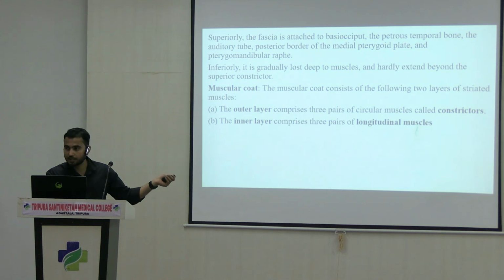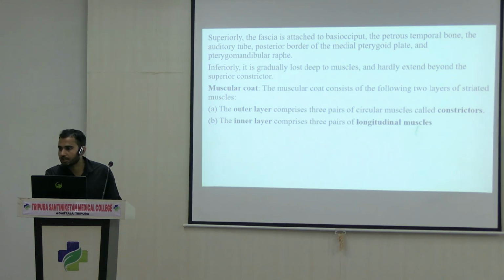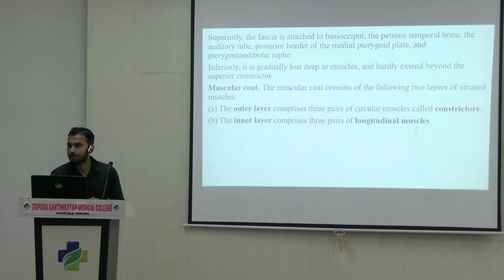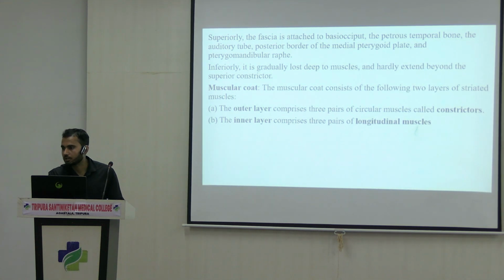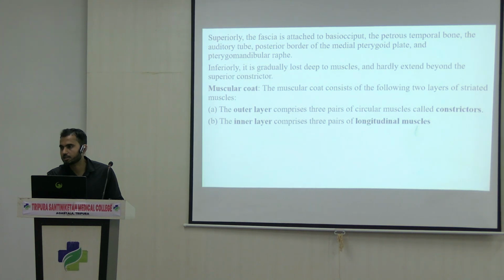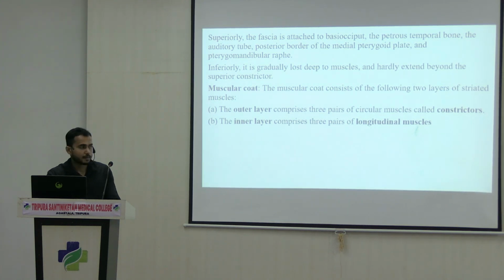See, it's written, look and tell me, how are they arranged? Outer layer and inner layer. Outer layer muscles are called constrictor muscles. How is the arrangement? Circular. Inner layer muscle, how is the arrangement? Longitudinal. That's why they are called longitudinal muscles.